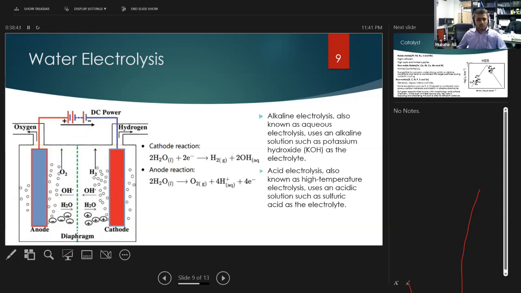Nowadays research is ongoing to convert seawater into hydrogen gas, but there are some problems in converting seawater into hydrogen gas. But some people have been successful in converting seawater into hydrogen. Fantastic, thank you.